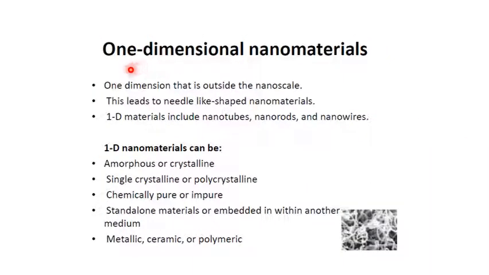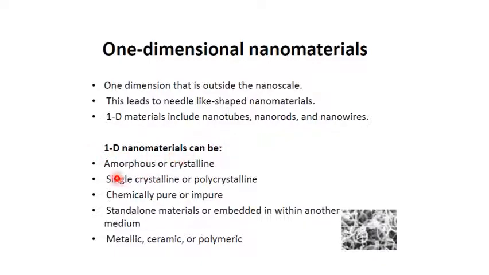The next class is one-dimensional nanomaterials. One-dimensional nanomaterials are those whose one dimension is outside the nanoscale, whose one dimension is greater than 100 nanometer, like nanorods, nanofibers, nanotubes. This leads to needle-like shaped nanomaterials. One-dimensional materials include nanotubes, nanorods, and nanowires.